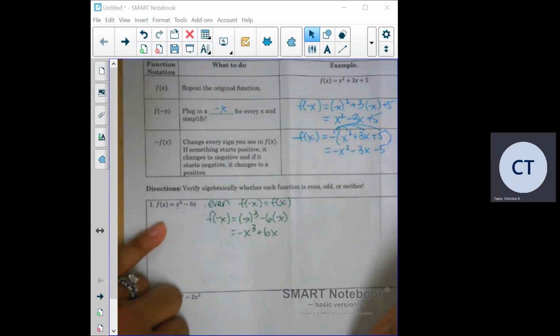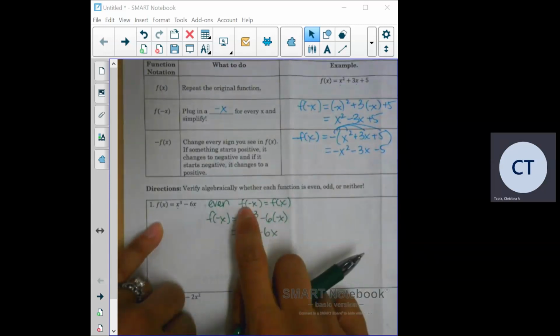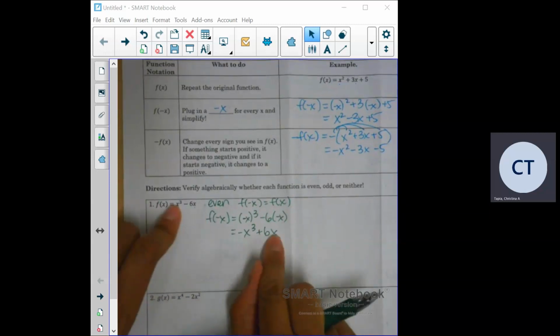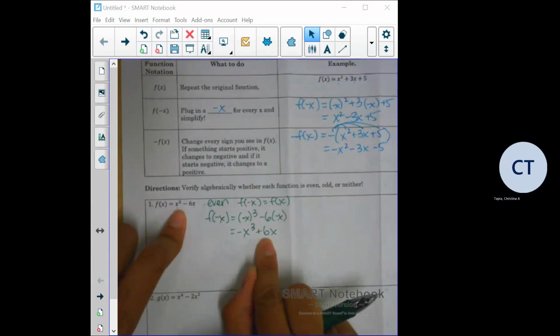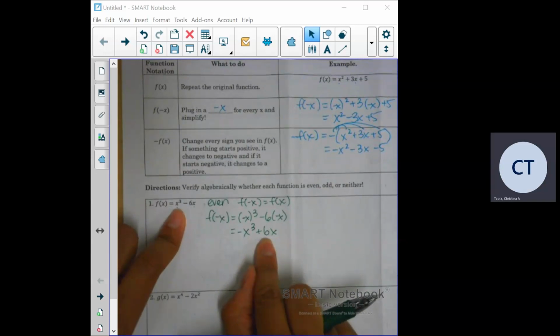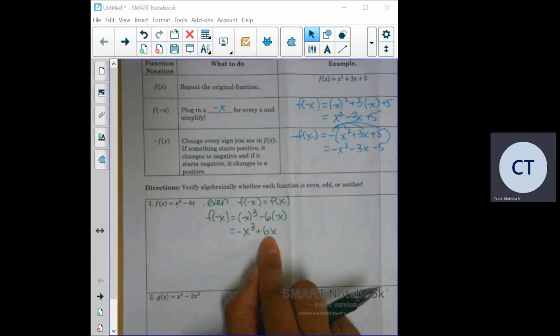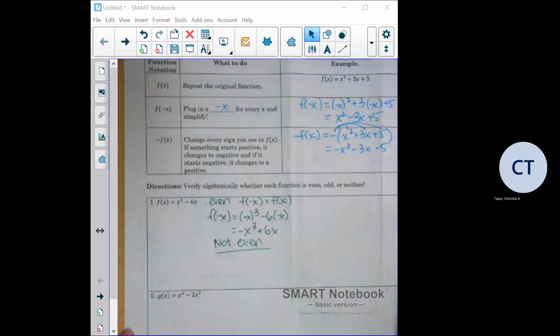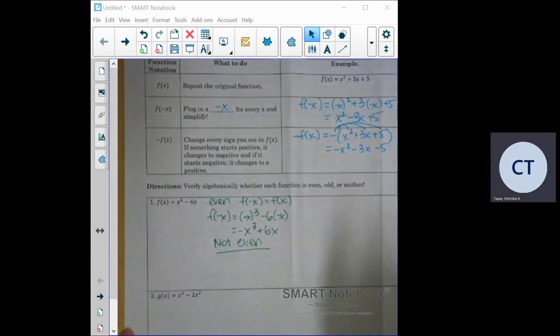So the way that you tell that it's even, you need to see, is f of negative x equal to f of x? Are these the same? Yes or no? No, these are not the same. The negative x cubed is here, positive 6x is here. They're completely different. So for this question, it's not even. Since it's not even, we now need to check to see if it's odd.